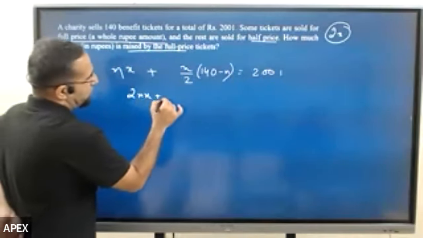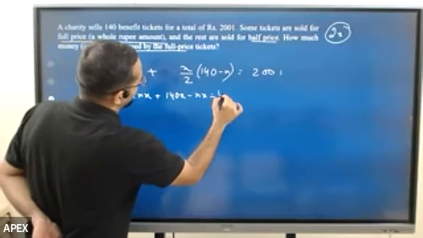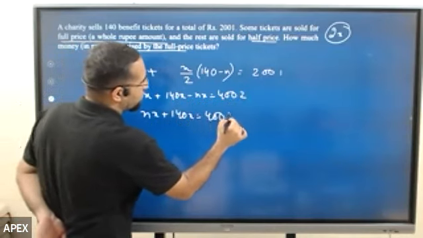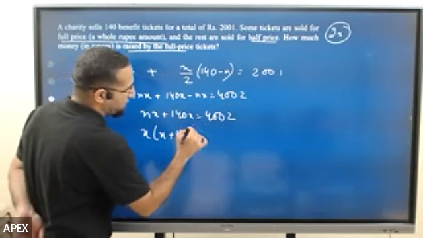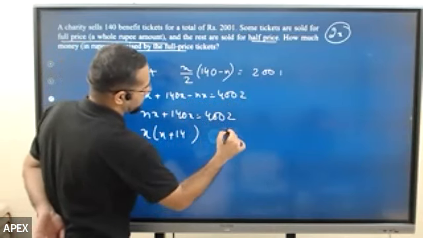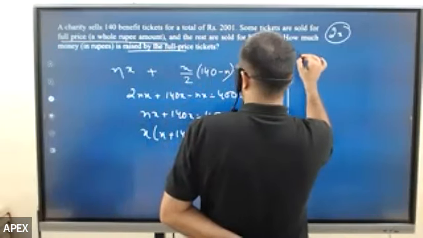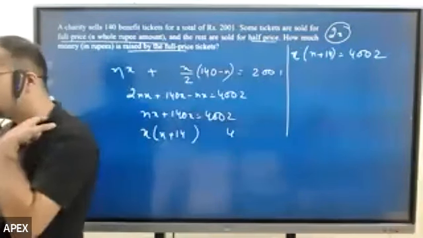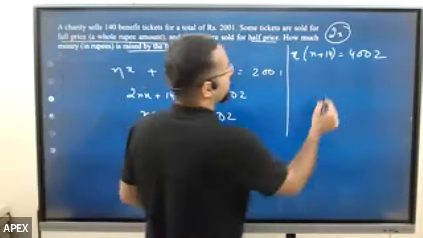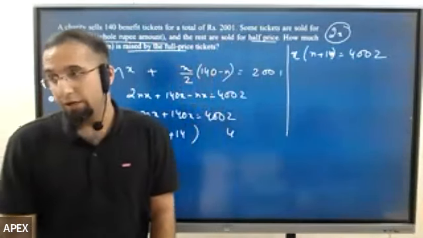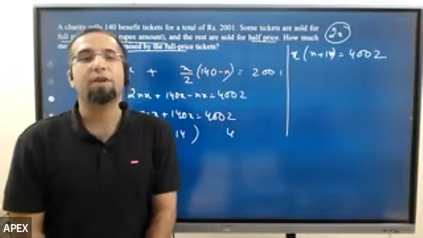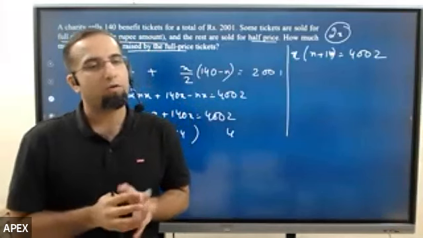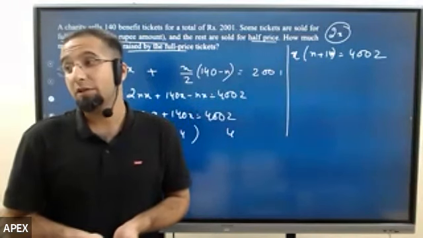2nx plus 140x minus nx is equal to 4002, or I have nx plus 140x is equal to 4002, or if I take x common, I get x into n plus 140 is equal to 4002. X is an integer. N is also an integer. Can I rephrase this question as I want to see in how many ways can I write 4002 as a product of two factors? Is this a question worth leaving?